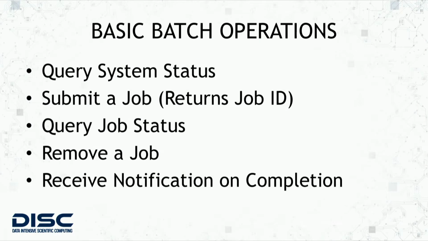The first operation is to query the system status to see what sort of machines are available and what their properties are. And then when you want to run a job, you need some means of describing and submitting a job to the system. Once the system has accepted the job, it's going to return some kind of job ID, in the form of a number or a unique identifier, so that you know how to refer to it later. You should be able to query the job status to see if it's running and where it's running. If necessary, you can remove a job so that it doesn't run at all. And finally, when a job has run to completion, you should get some kind of notification, whether by email or SMS or just creating a file.